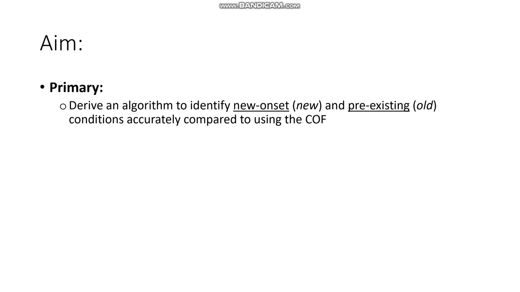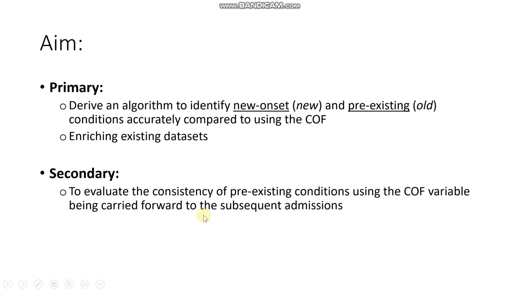So the primary aim of this work was to derive an algorithm to try and identify new onset and pre-existing conditions accurately when compared to using the COF, thereby enriching existing datasets and potentially allowing data predating the COF variable introduction to be used for longitudinal cohort investigations in evaluating trends of hospital-acquired complications. The secondary aim of this work was to try and evaluate the consistency of pre-existing conditions identified using the COF variable being carried forward to subsequent admissions as one would expect.